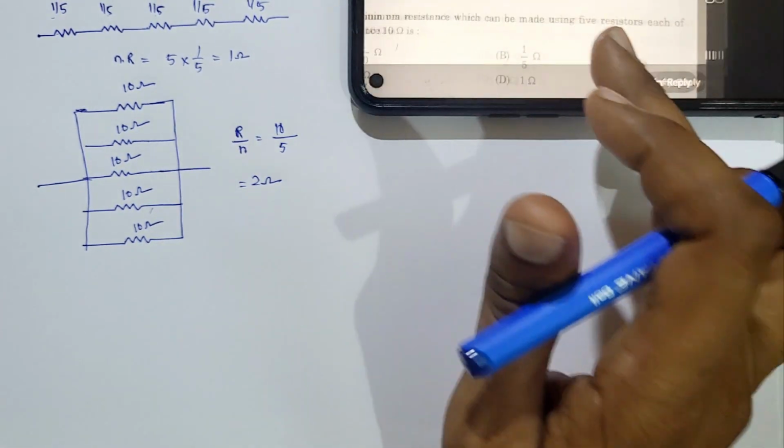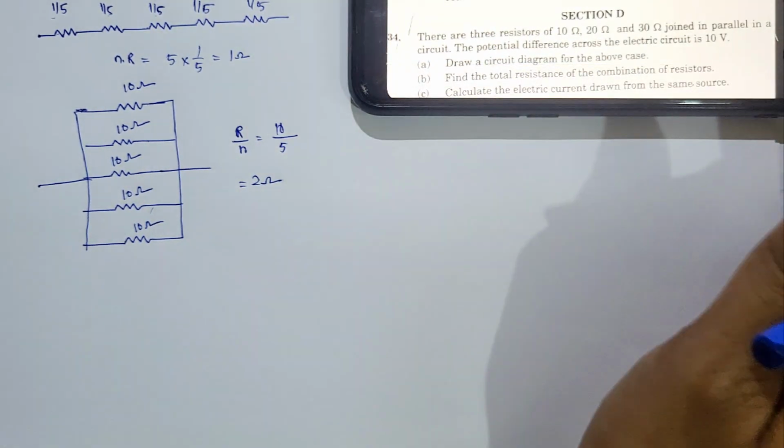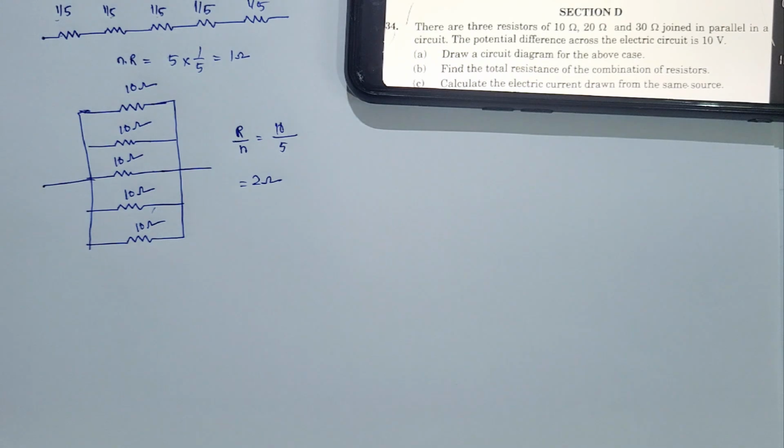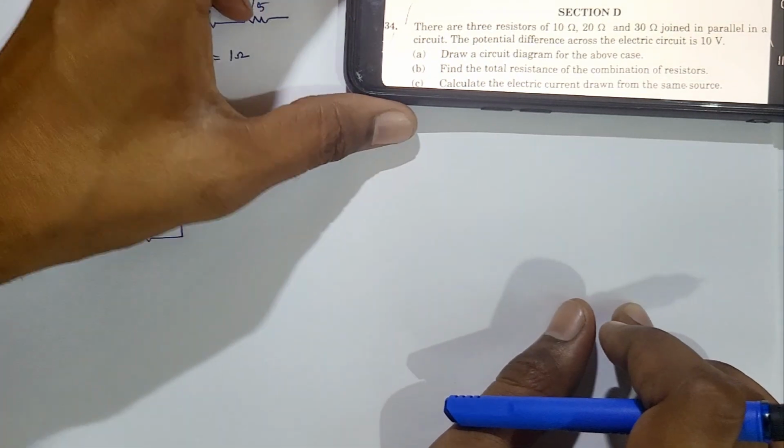Now let us find the next. Let us take the next question. Three resistors 10 ohm, 20 ohm, 30 ohm are joined in parallel in a circuit. The potential difference across the electrical circuit is 10 volts. Draw the circuit diagram for the above case and find the total resistance of the combination of resistors. Okay, let us find what is there in it. Simple question only.